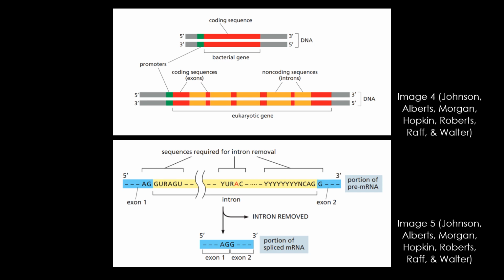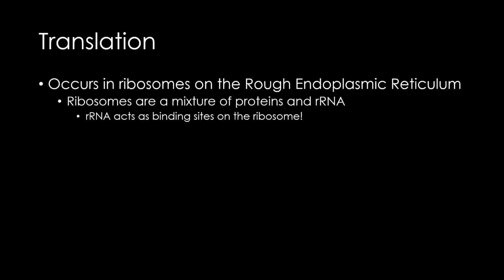In the second image on the lower half of the screen, it shows the pre-mRNA strand being cut and spliced together. The yellow represents the introns and the blue represents the exons. The introns are removed and then the exons are combined all together. The mRNA strand can now be translated into an actual protein sequence. This occurs in the ribosomes of the rough endoplasmic reticulum. This means that the mRNA has to leave the nucleus to reach the rough ER.